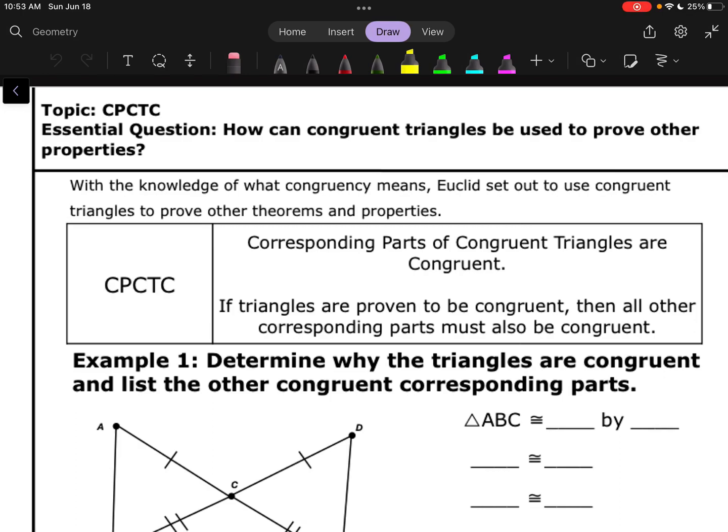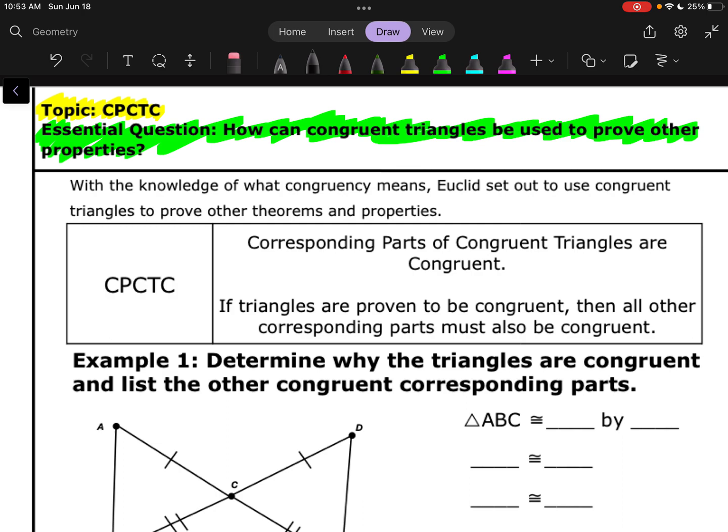All right, so the topic for this video is going to be CPCTC. What we're going to be looking at here is how can we use congruent triangles to prove other properties or other theorems.